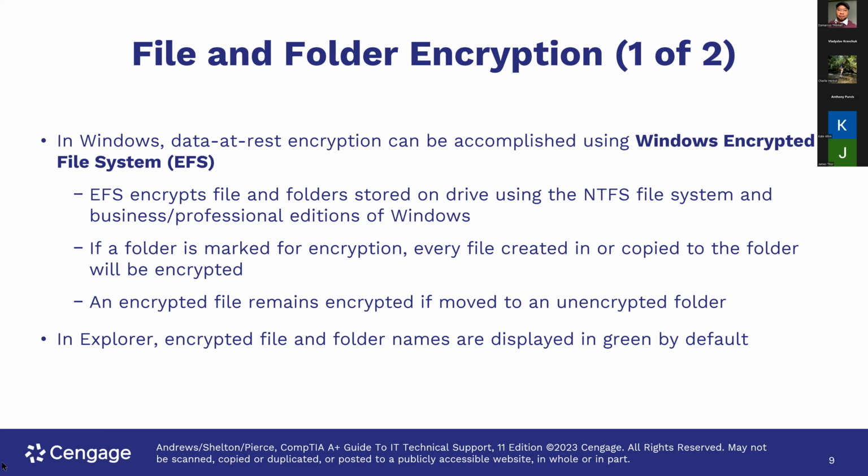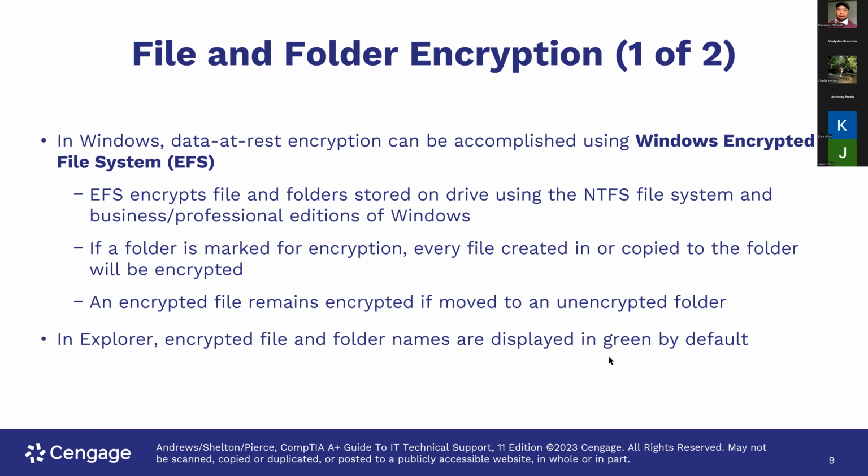So there is a thing. The file system, what it does is it encrypts files and folders stored on the drive using the NTFS file system, and it's in the business and professional editions of Windows. So if a folder is marked for encryption, every file created in or copied to the folder will be encrypted, and also an encrypted file remains encrypted if moved to an unencrypted folder. So that's interesting. And so in the Explorer, you can get to the encrypted file and folder names.